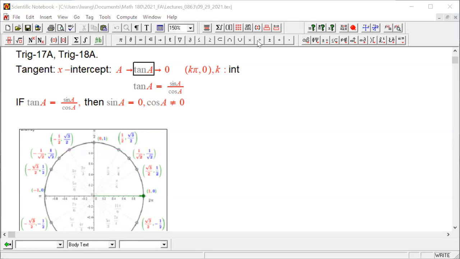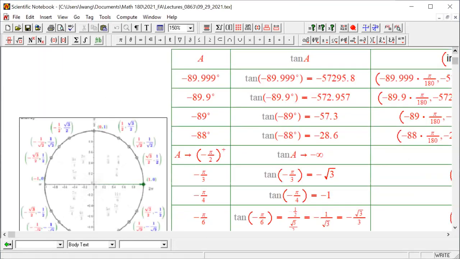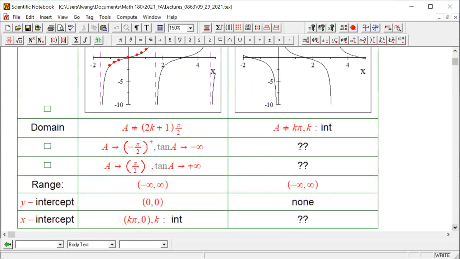But anyway, there's a lot of connections. I cannot address them all in this class, really. I encourage you guys to discover them. Once you go through this process, I assure you, you will be so much more at ease. So that's why the x-intercept for tangent is k pi, comma 0, and there's only one y-intercept.